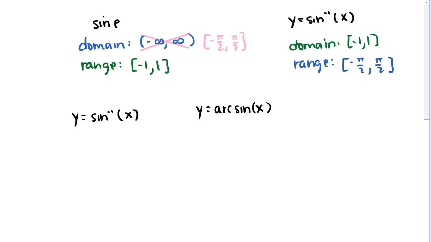So, we might say something like, what's arc sine of -√2/2? And in this case, that would be -pi/4. So just a different way of saying the same thing.